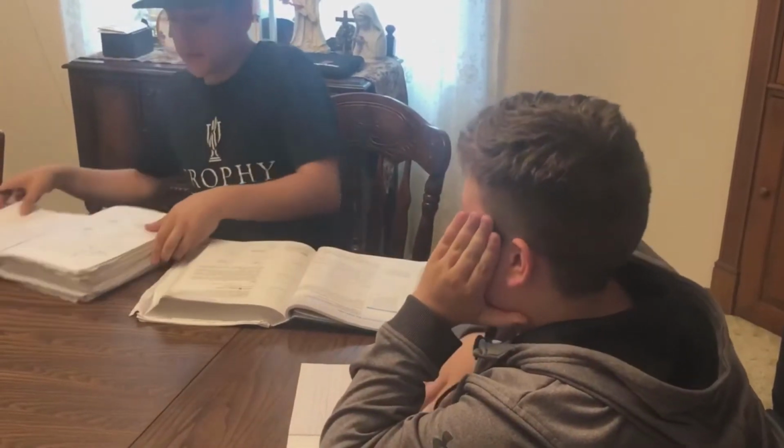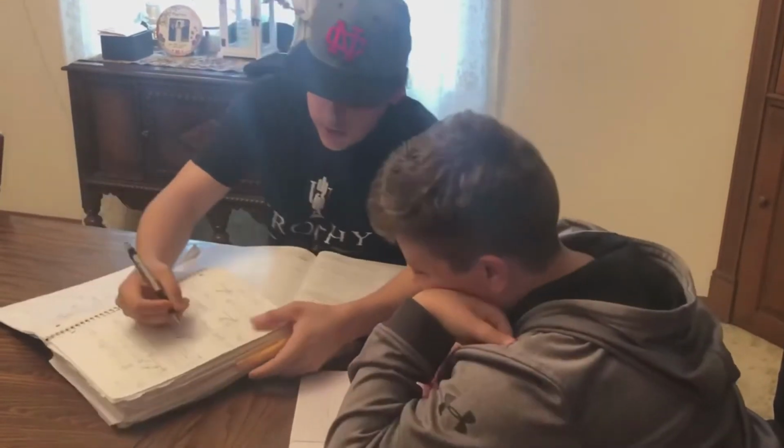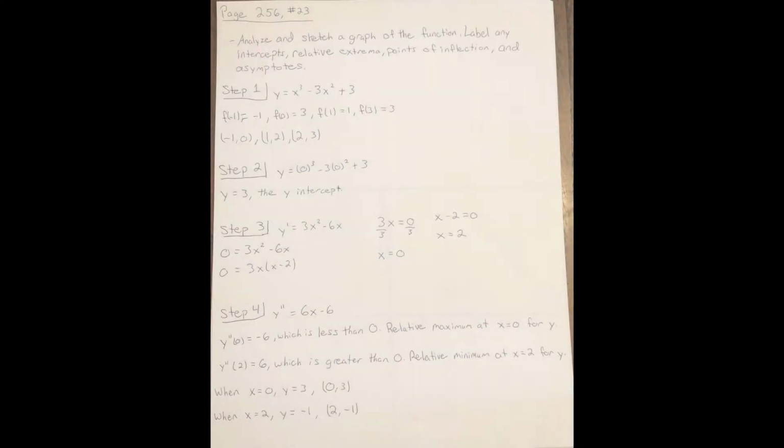Okay, Matt. I'll show you one of the problems that we have to do on an everyday basis. Look. The problem I was given was page 256, number 23. The question states, analyze and sketch a graph of the function. Label any intercepts, relative extrema, points of inflection, and asymptotes.